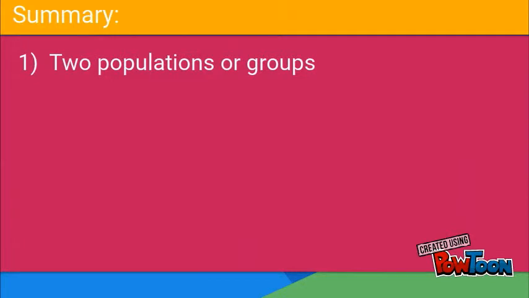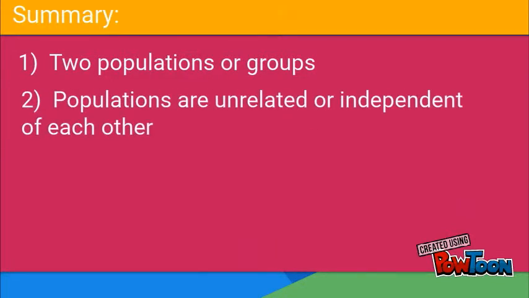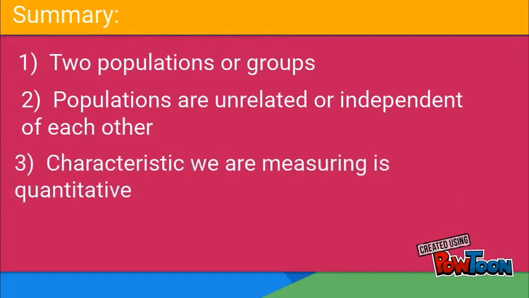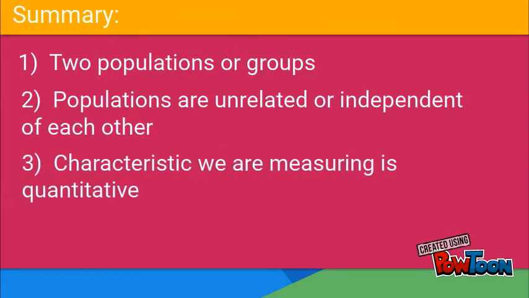First, we are comparing two populations or groups. Second, the populations are unrelated or independent of each other. For example, two different groups of engineers, two separate locations, and two different restaurants. Third, the characteristic we are measuring is quantitative. For example, salaries, sales in dollars, and waiting times in minutes are all numerical.